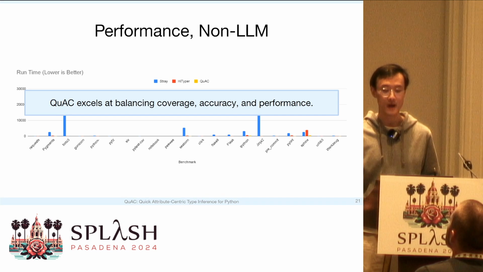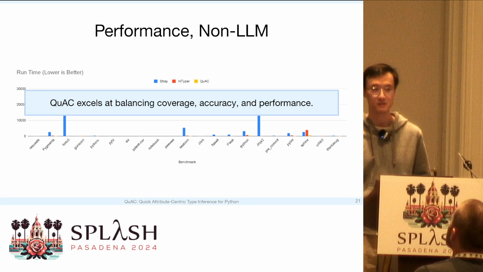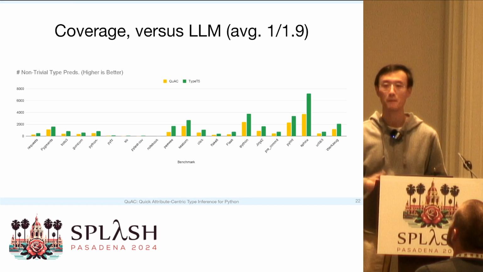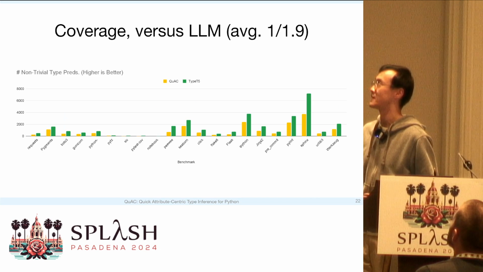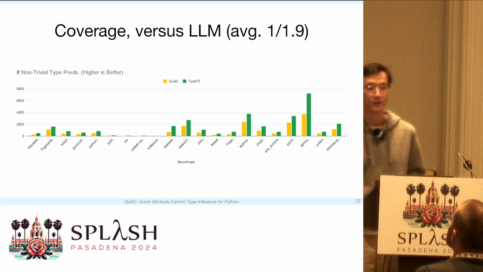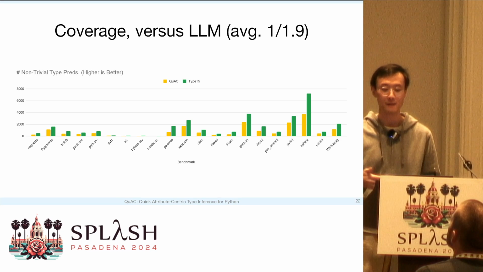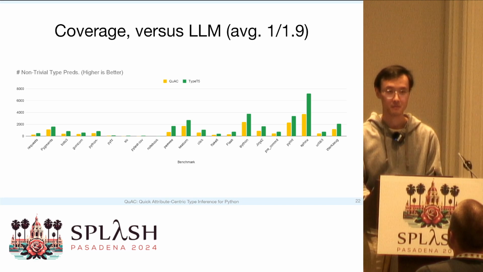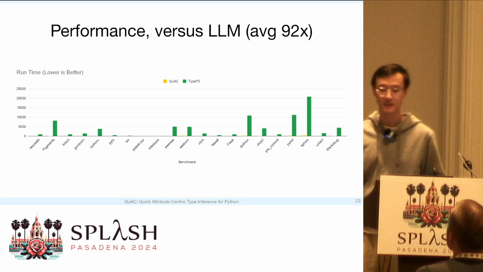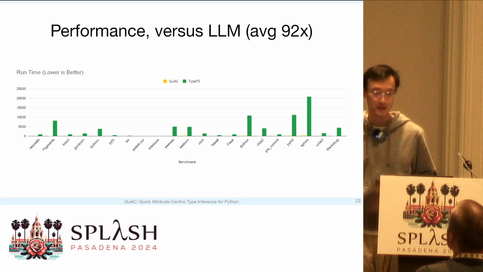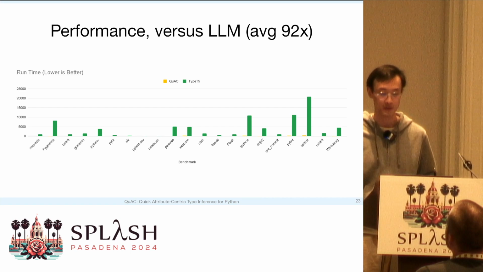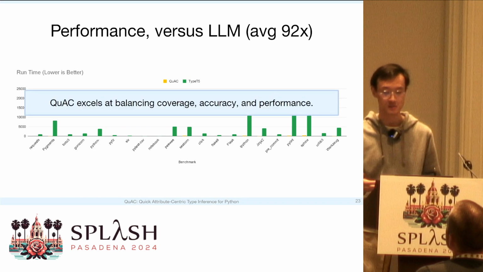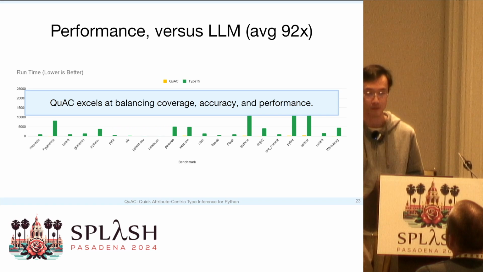These data show that QuAC excels at balancing coverage, accuracy, and performance. When compared against TypeT5, the LLM-based method shown by the green bars, though TypeT5 predicts 1.9 times more non-trivial type predictions on average, it also incurs a significant runtime cost, with TypeT5 being nearly 2 orders of magnitude slower than QuAC. Thus, we can still say that QuAC excels at balancing coverage, accuracy, and performance.